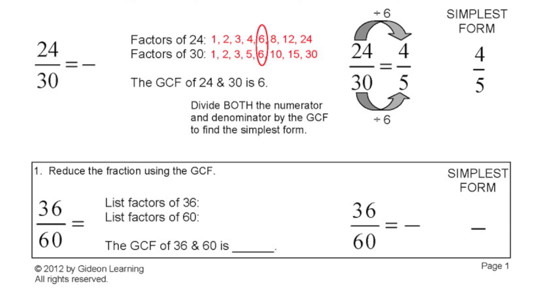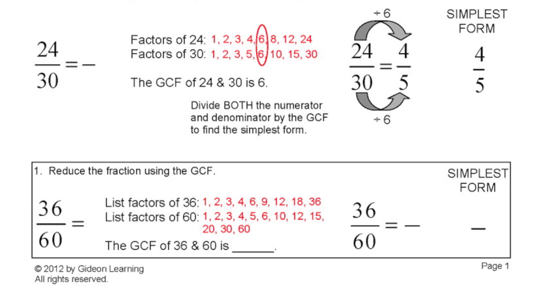Looking here at the bottom, it says to reduce the fraction using GCF. So for 36/60, let's first list out the factors of 36. I recognize that as 1, 2, 3, 4, 6, 9, 12, 18, and 36, which will all evenly go into 36. They're all factors. Then looking at 60, we have even more. We have 1, 2, 3, 4, 5, 6, 10, 12, 15, 20, 30, and 60, which all go into 60 evenly.